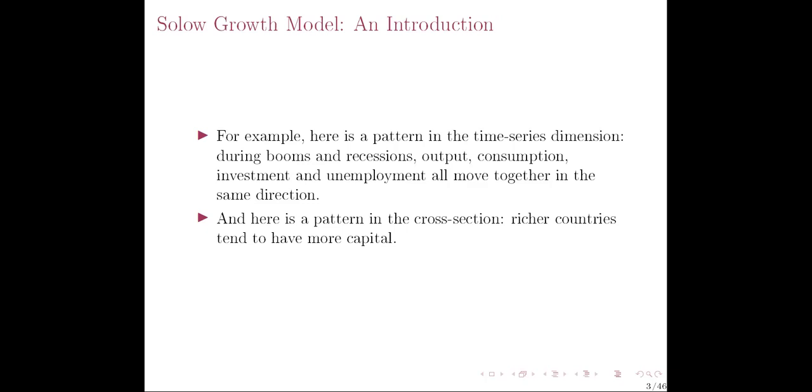Some variables are counter-cyclical. For example, unemployment is counter-cyclical. If you are in a boom, unemployment falls. If you are in a slump, unemployment rises. Similarly, trade deficits and current account deficits, and there could be many other variables that are counter-cyclical. Counter-cyclical means that when your economy is going up, they are going down, and when your economy is going down, they are going up.